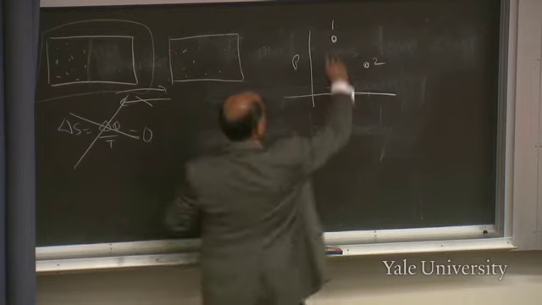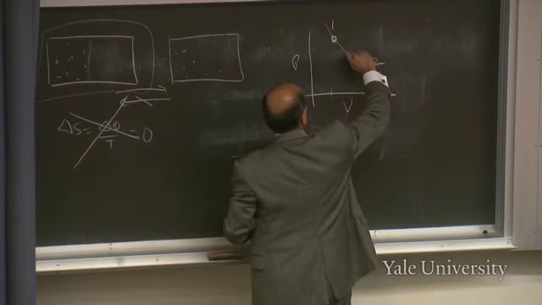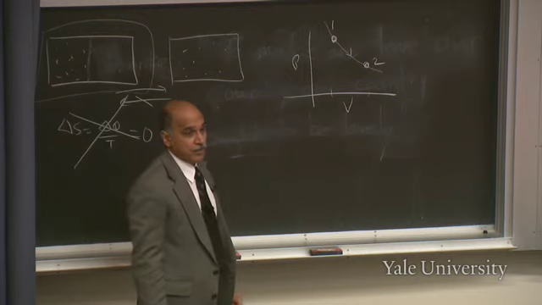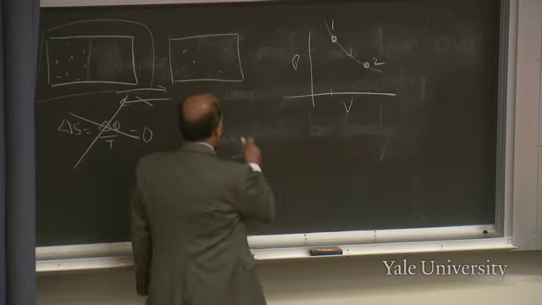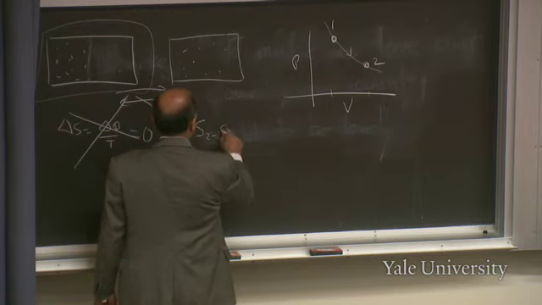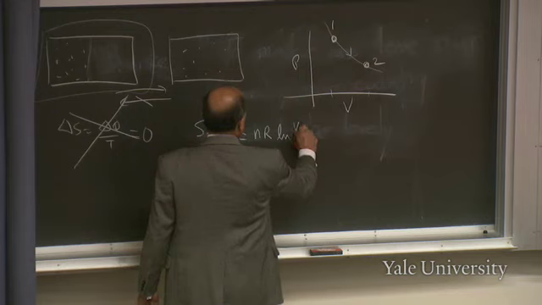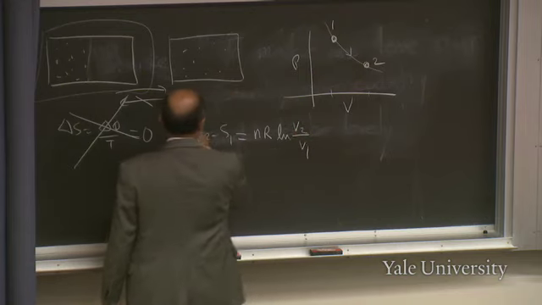Since it's at the same temperature, I know one way to go from there to there is to follow the isotherm, because that will connect the 2 points in this particular problem. Then I know the entropy change, S2 minus S1, is NR log V2 over V1.